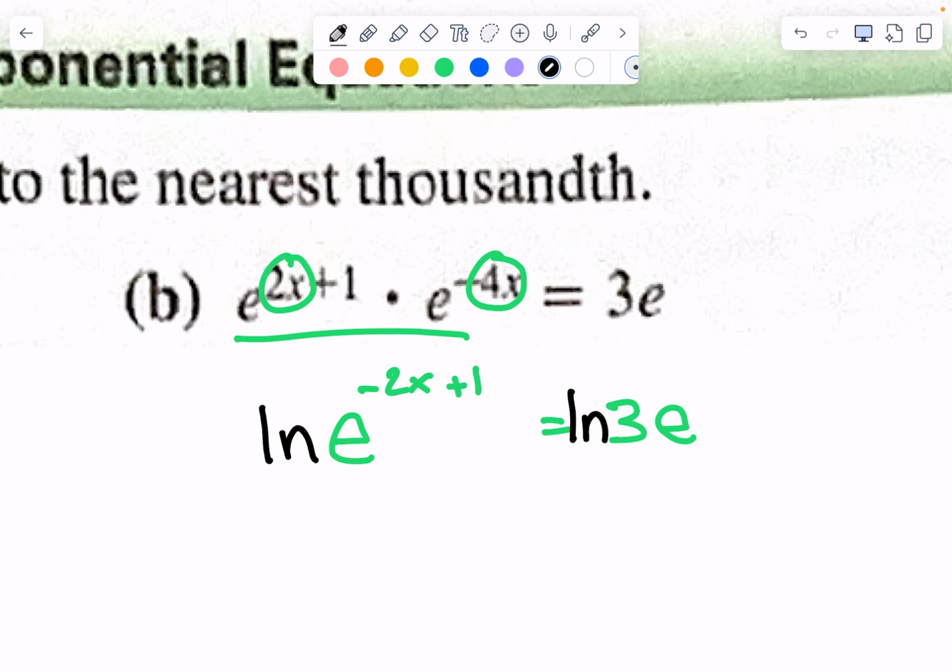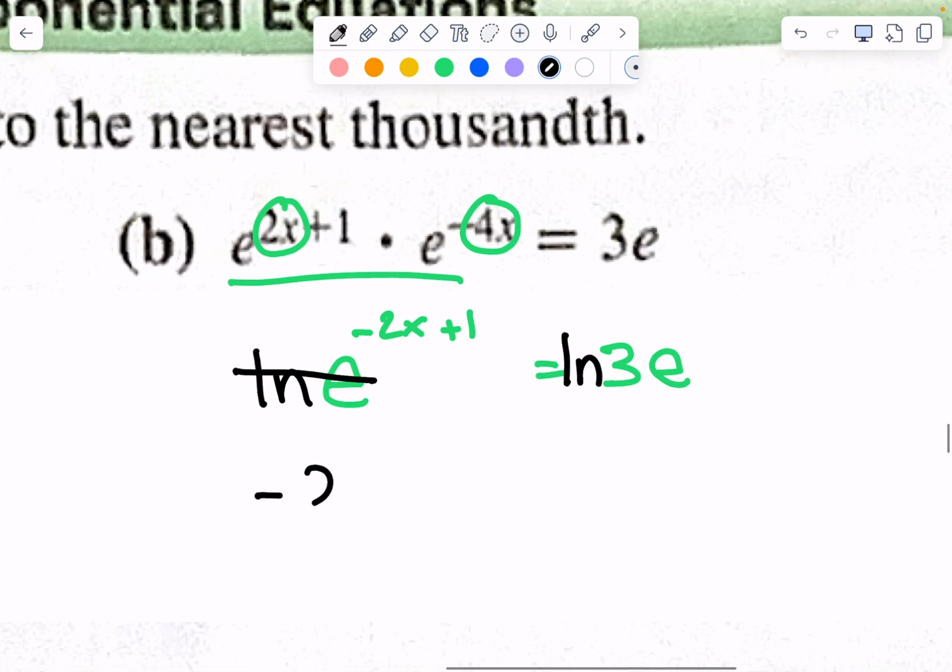Wait, does the ln and then the e cancel? This ln and e won't cancel. So it's not an exponent? Yeah, but that's okay. That'll just be a decimal over there. So ln and e can cancel over here to make this negative 2x plus 1.